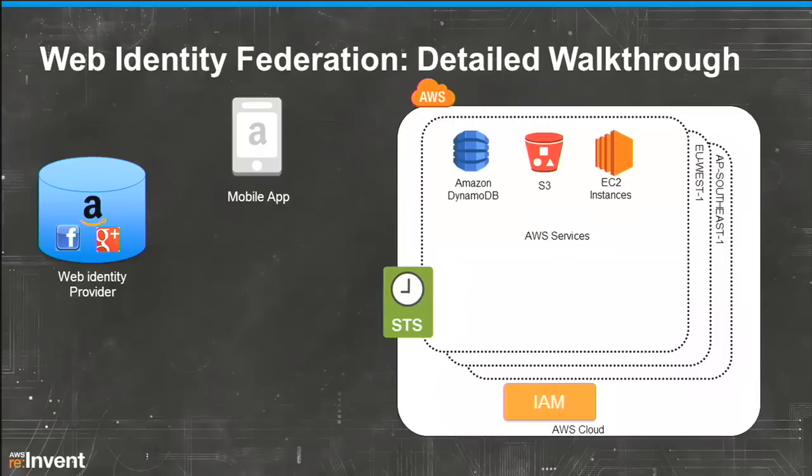So let's say you have a mobile application, right? And that mobile application is going to authenticate with login with Amazon. Okay, so users are going to log into your app using their Amazon username and password, the same one they use to log into the Amazon retail site. And what's going to end up happening is when they authenticate, they get back an ID token, right?